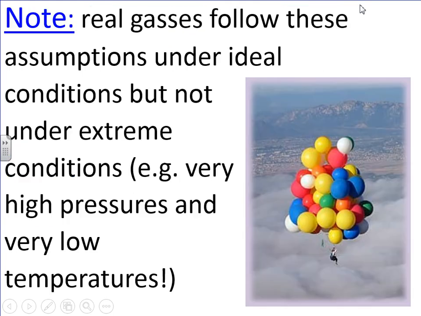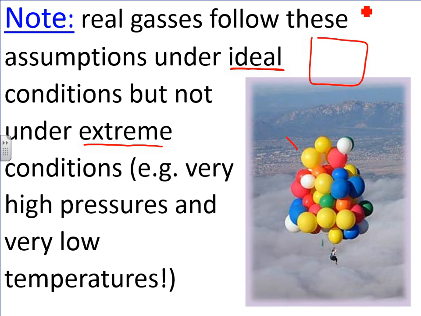Now, here it says, let's take a note before we finish. Real gases follow these assumptions under what are called ideal conditions, but not under extreme conditions. So for example, if you have a gas in a container, or in like these balloons right here, and the temperature is pretty mild, say 22 degrees Celsius, which is room temperature, and the pressure, we'll say, is 1 atmosphere, which is roughly room pressure. So these gases will behave under these four assumptions. They don't have any attractive forces between them. You can ignore their volumes, and so forth.